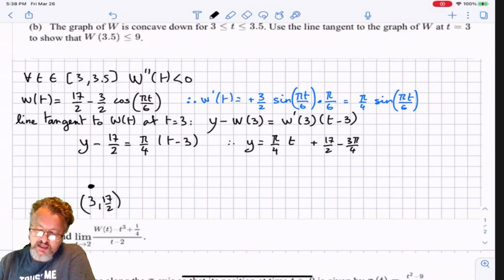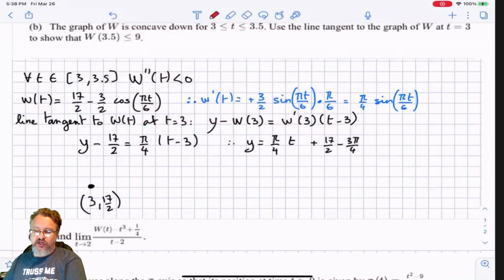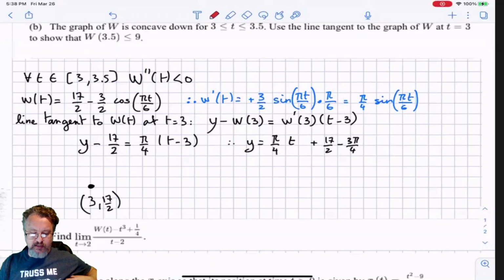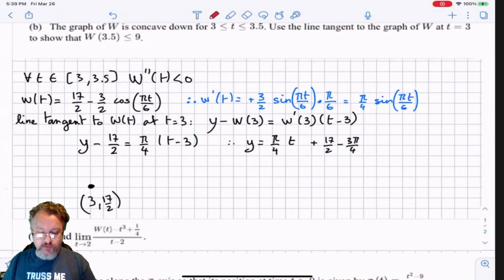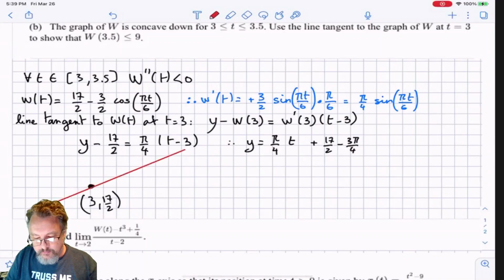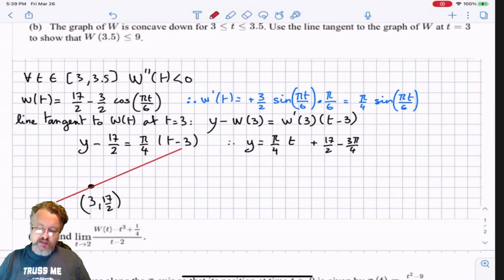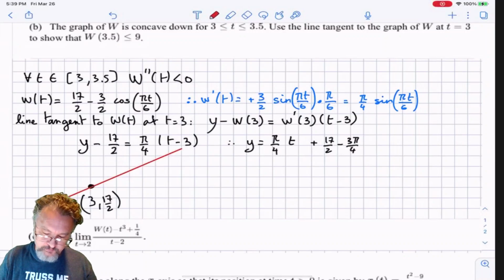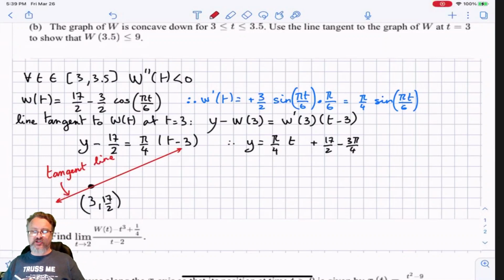Okay? And we are going to draw the tangent line. Now, the tangent line is the line that goes through this point, right? That has a slope equal to pi over 4. Okay, so pi over 4 is a little less than 1, so I'm going to draw a line like this. There you go. This is my tangent line. I'm not going to write its equation. We have it right there, but that's my tangent line.